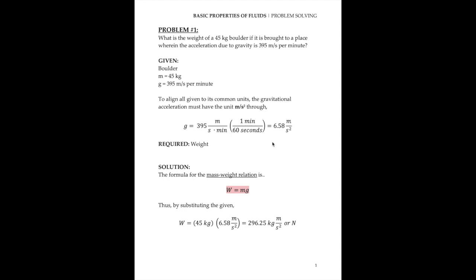As you have already aligned all the common units of the given, you may substitute them directly into the formula. It is also important to include the individual units of the given to be able to come up with the correct unit of the answer to the problem. So for this problem, 45 kilograms multiplied by 6.58 meters per second squared will give you an answer of 296.25 kilogram meter per second squared, or in newtons.